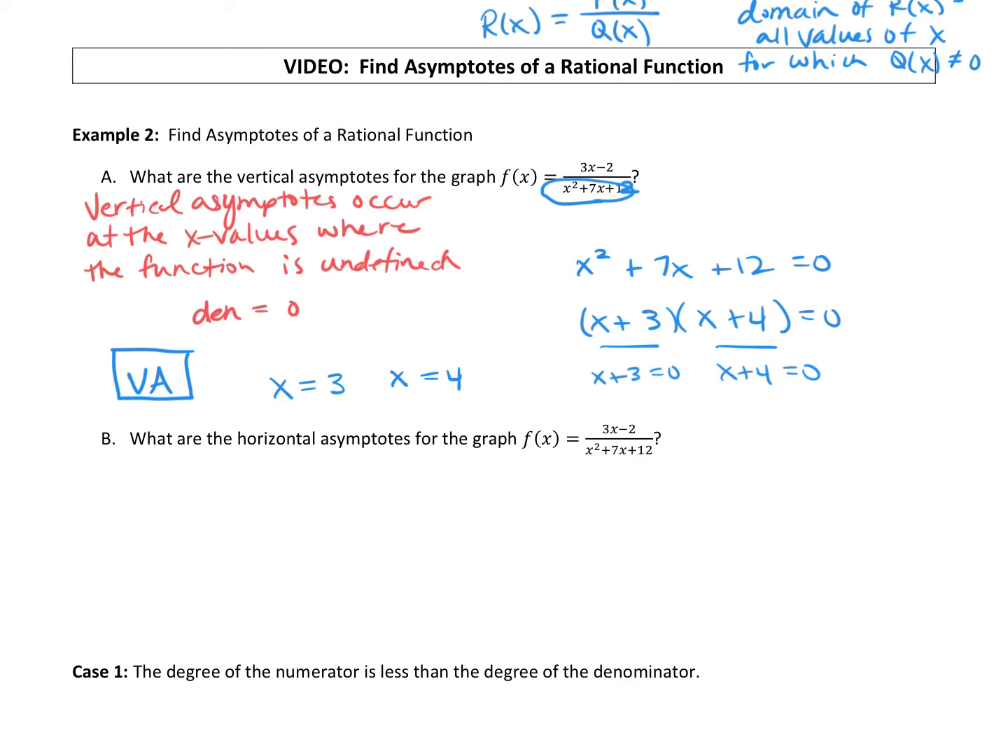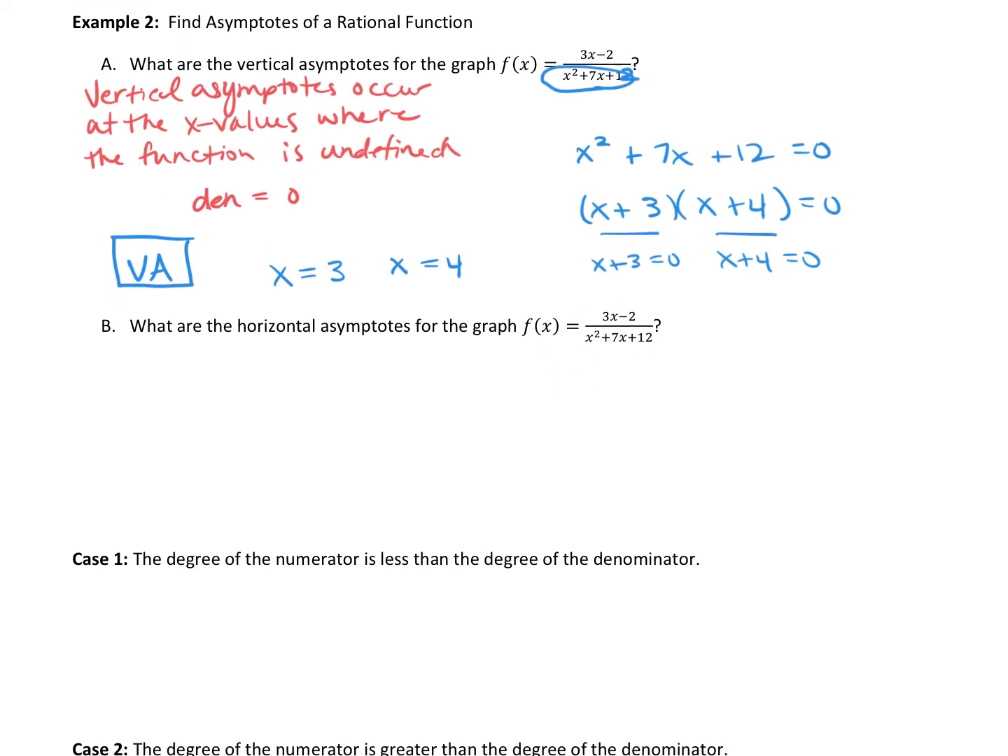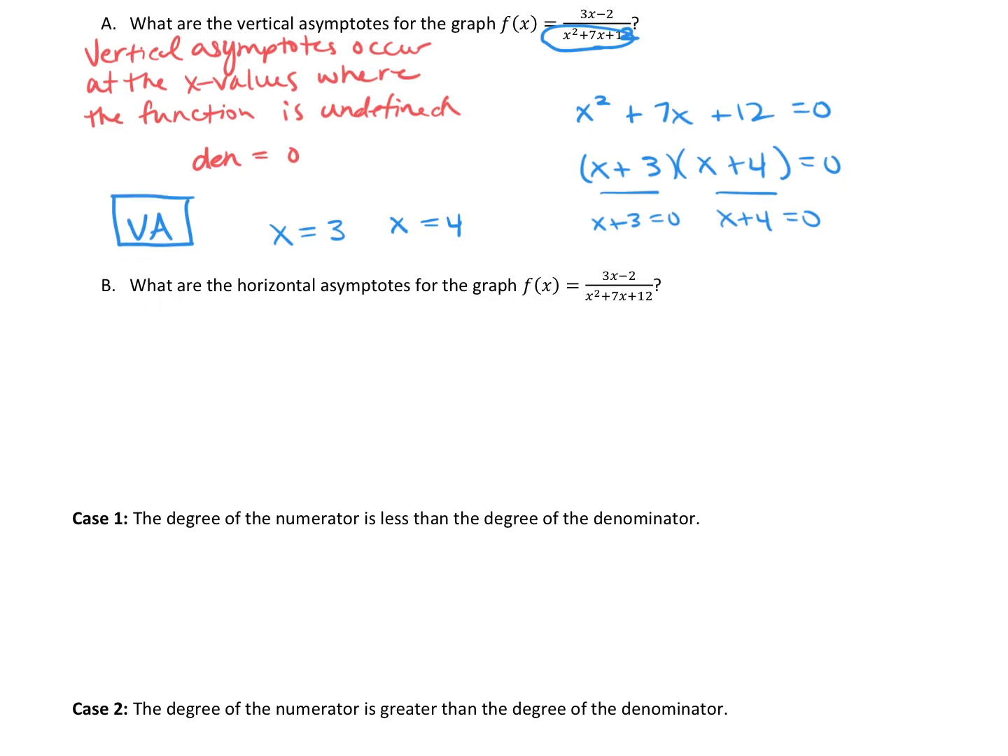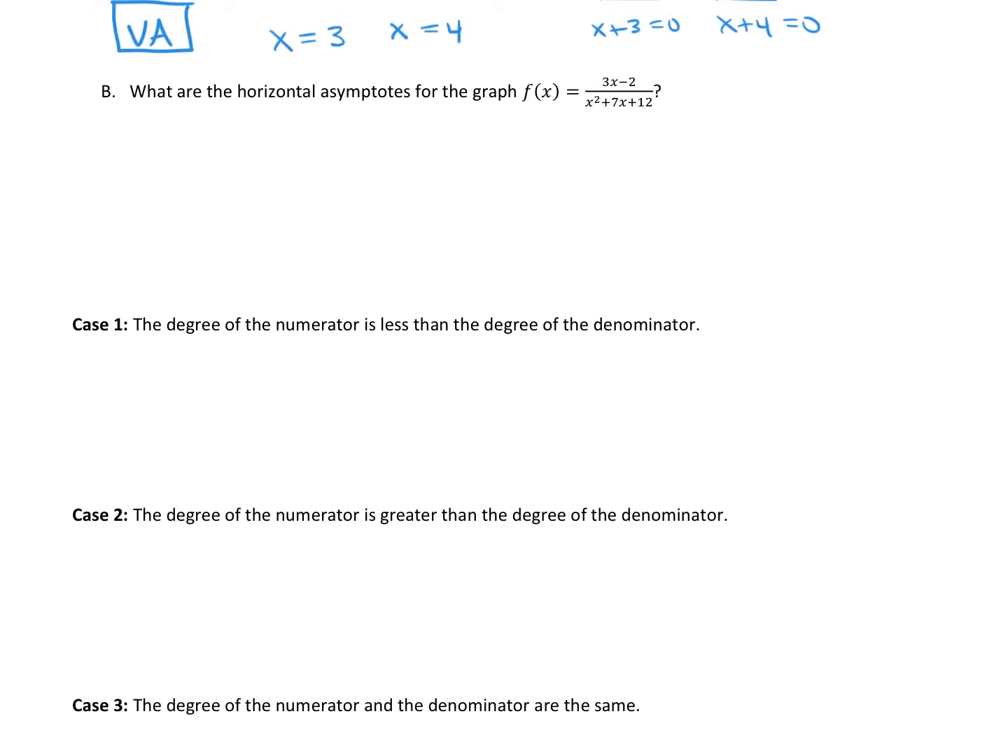All right, so how do we determine horizontal asymptotes of our rational functions? So part B, what are the horizontal asymptotes for the graph of this function? Well, let's take a look at a few cases and then we'll come back and answer this question. Case number 1, the degree of the numerator is less than the degree of the denominator. So let me give you an example of what that could look like. Let's say we have function g of x. So this is just an example. It's not the one we're trying to solve up there.